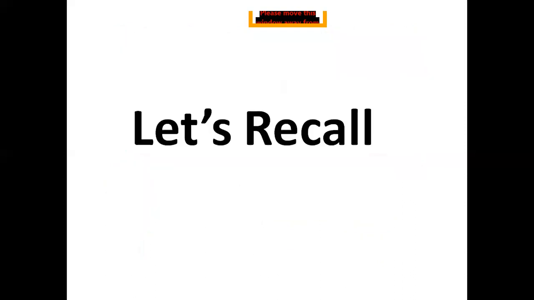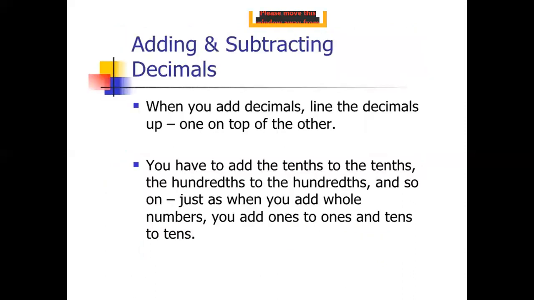Let's recall all the points. Adding and subtracting decimals. When you add decimals, line the decimals up one on top of the other. Secondly, you have to add the tens to the tens, the hundreds to the hundreds, and so on. Just as when you add whole numbers, you add ones to the ones and tens to the tens.